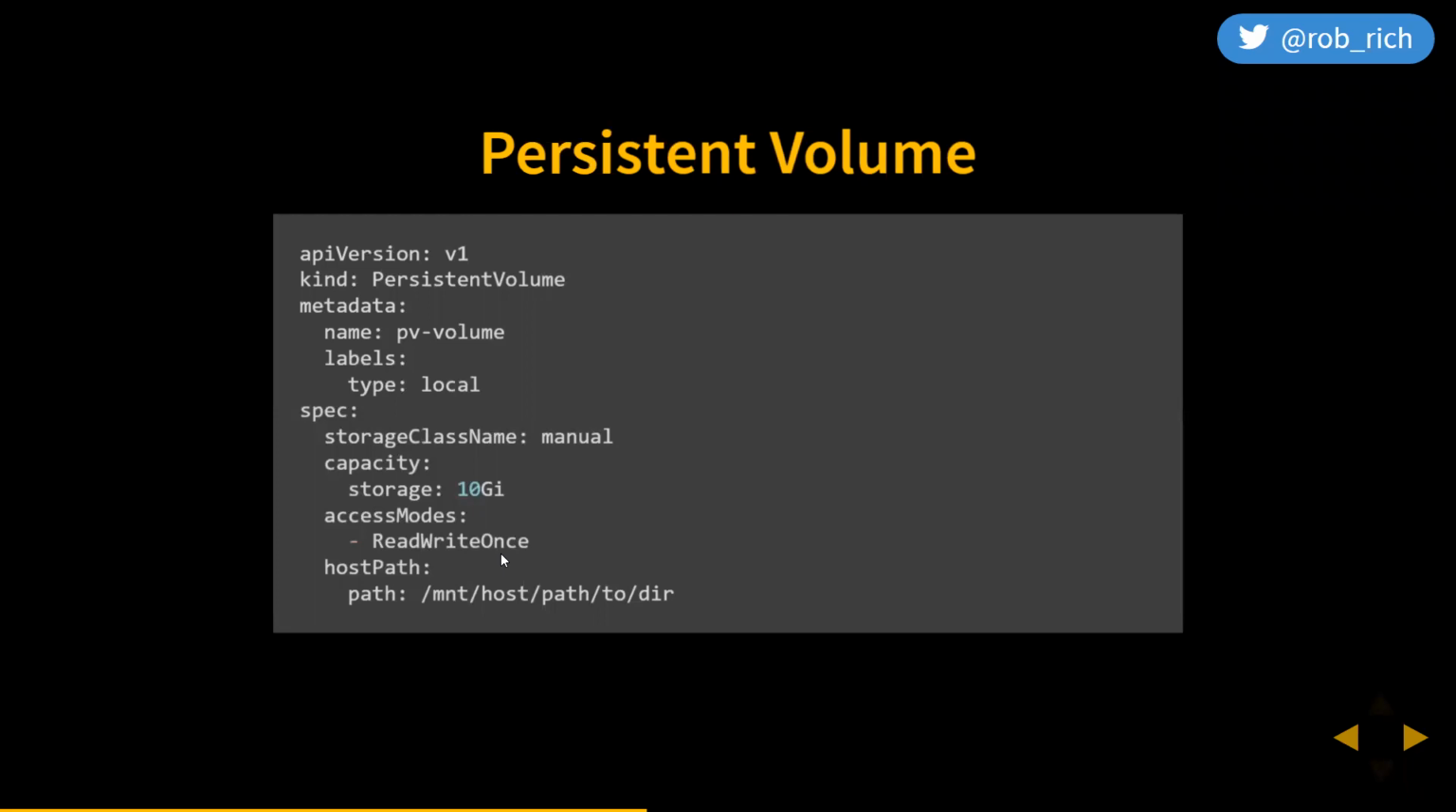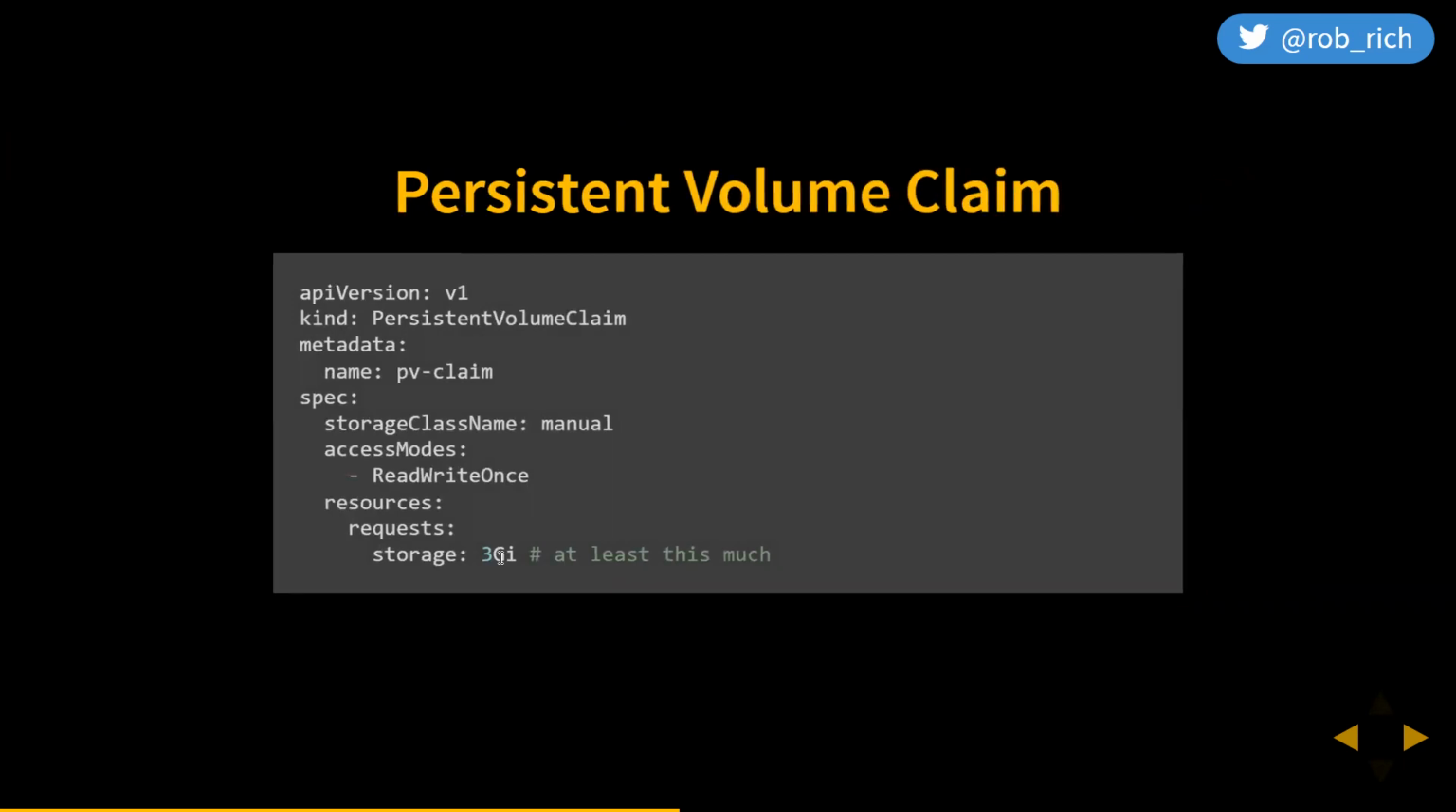We also have read write many, where many pods can connect and write to this, and read only, where many pods could connect, but they can't write to it. They can only read. So we've defined these details and we've given a name of PV volume and any other labels that we have inside of Kubernetes. Here's our persistent volume. We've carved up that storage into pieces, and this persistent volume piece says, I'm 10 gigs and read write once.